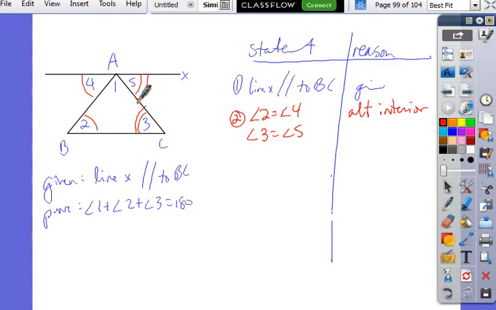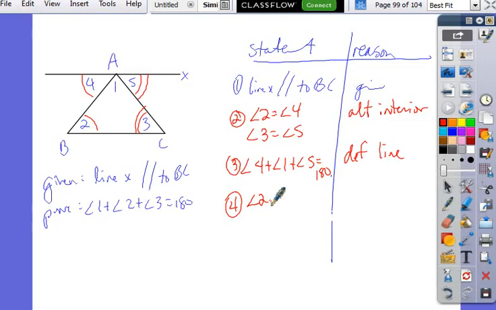I'm trying to show that 1 plus 2 plus 3 is equal to 180. What does angle 4 plus angle 1 plus angle 5 have to equal? 180. Why? Because it makes a line. Now, look at what I said. 2 is equal to 4. So if I take that 4 out, I can put in a 2, because they're the same. And if I say 3 is equal to 5, I can take the 5 out and put in a 3. All I'm doing is substituting. So 1 plus 2 plus 3 is 180, and we would be done.